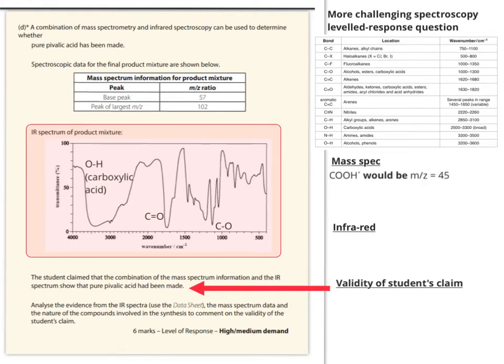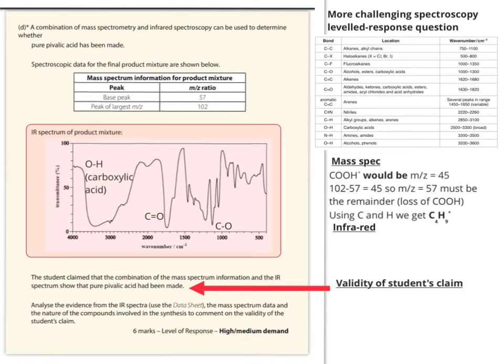The first thing to think about is that the compound has COOH. If COOH came off as a fragment by itself, it would be m/z equals 45. We're not told about any peak at m/z equals 45. We're told about a peak at 57. If we look at the difference between 102, which is the largest peak, the molecular ion peak, the difference is 57. So 57 must be the remainder. With our 57, if we insert carbon and hydrogen enough times, we end up with C4H9+.